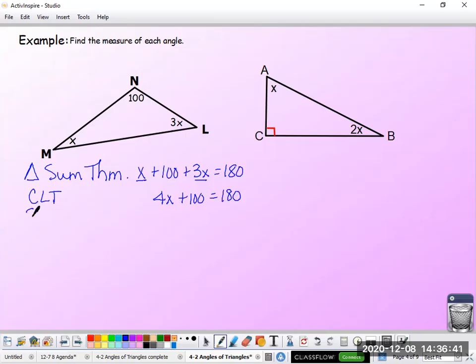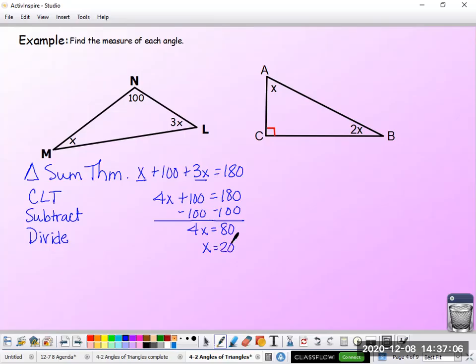Do a little subtraction. Subtract the 100 from both sides. And we have 4x equals 80. Now a little division. When we divide each side by 4, we find that x is 20.